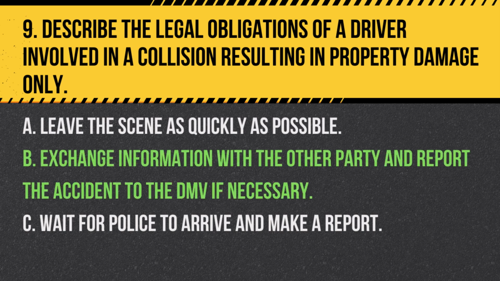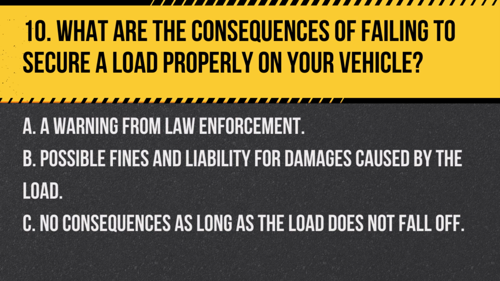Answer. B. Exchange information with the other party and report the accident to the DMV if necessary. It's important to provide your details and report significant damages. Question 10. What are the consequences of failing to secure a load properly on your vehicle? A. A warning from law enforcement. B. Possible fines and liability for damages caused by the load. C. No consequences as long as the load does not fall off.